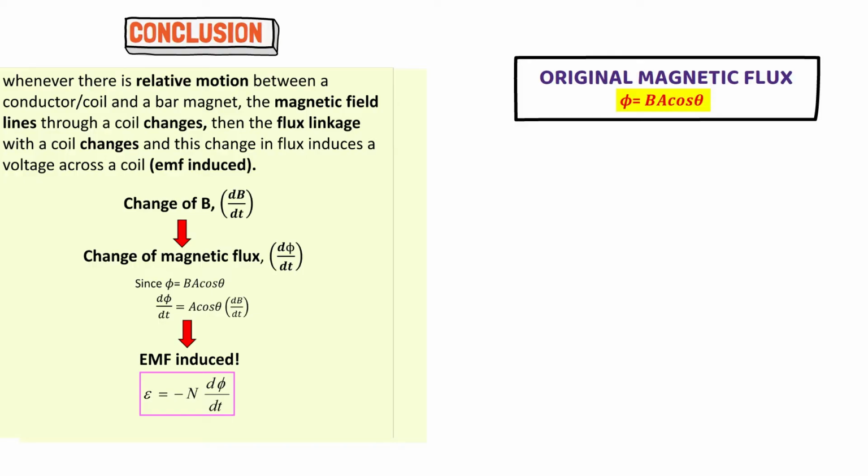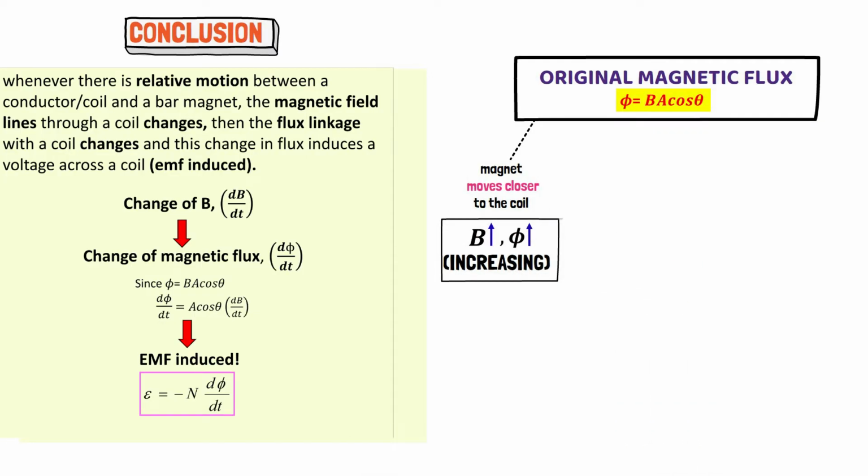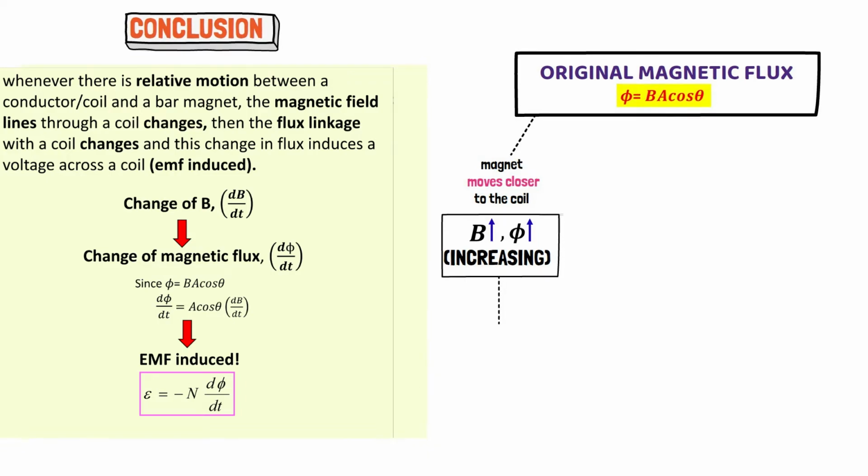Okay, so for the first case, when the magnet moves closer to the coil, apa yang berlaku tadi? B is increasing, dan dalam masa yang sama, the magnetic flux through the coil is also increasing. Jadi berlaku perubahan magnetic flux. Okay, so remember, when B is increasing, in order to determine the direction of the induced current, kita mesti tentukan dulu direction of the induced magnetic field. So dalam case ini, when B is increasing, always remember that the direction of the induced magnetic field will be in the opposite direction of the original magnetic field.